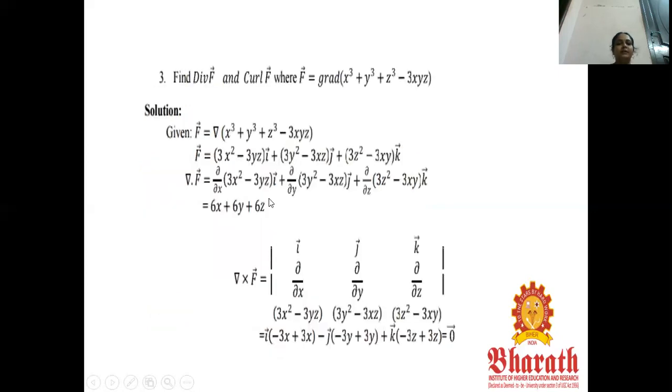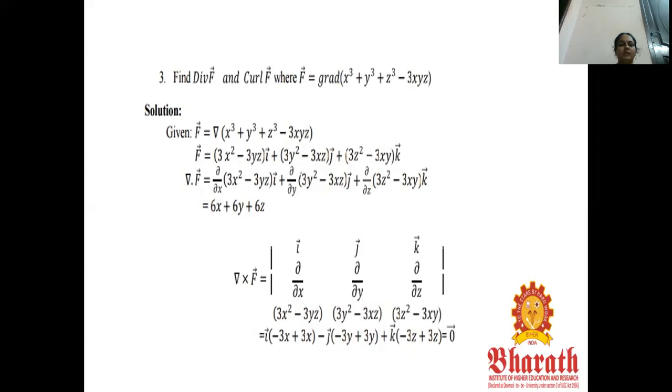Next, divergence f and curl f, how to find. For the given f vector equal to gradient of x cube plus y cube plus z cube minus 3xyz. Gradient is represented by del of x cube plus y cube plus z cube minus 3xyz. Now we have to differentiate with respect to x, with respect to y, with respect to z. So we got 3x square minus 3yz into i vector plus 3y square minus 3xz into j vector plus 3z square minus 3xy into k vector.